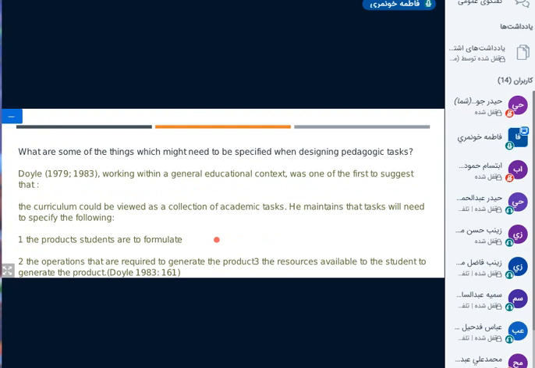So you know that we have two different types of tasks discussed in the book. One is called the real-world task, and the other one is a pedagogic task. Do you know the distinction? What exactly is the difference between a real-world task and a pedagogic task? Any ideas?